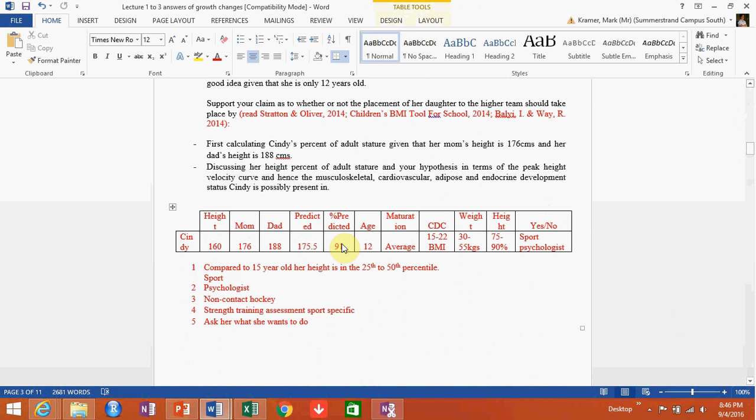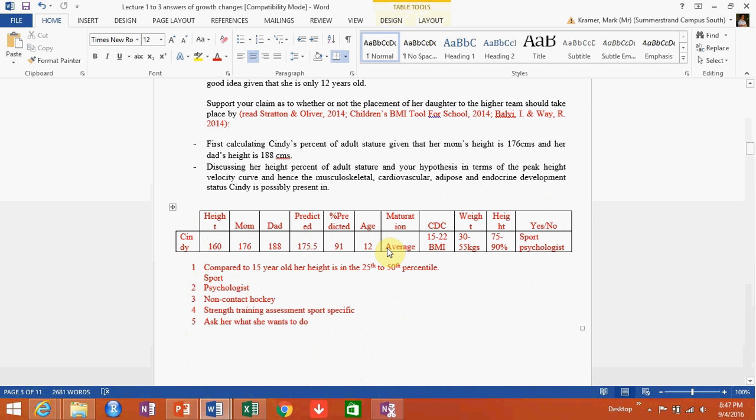And as we know, if someone's at 91%, that means that they're already into maturity, and they are within at least 1 year of peak height velocity. She'll probably be starting her menstruation, and she's already had breast budding, and she's already increased her estrogen release and so forth. So it's probably not surprising that she is an average maturer based on the growth and development data, males being at 14 plus minus and females being at 12 years old.